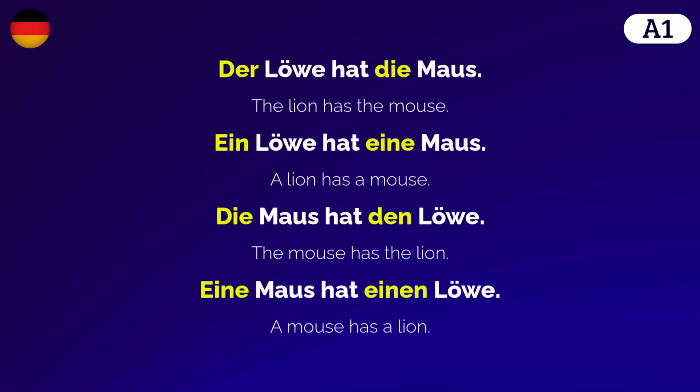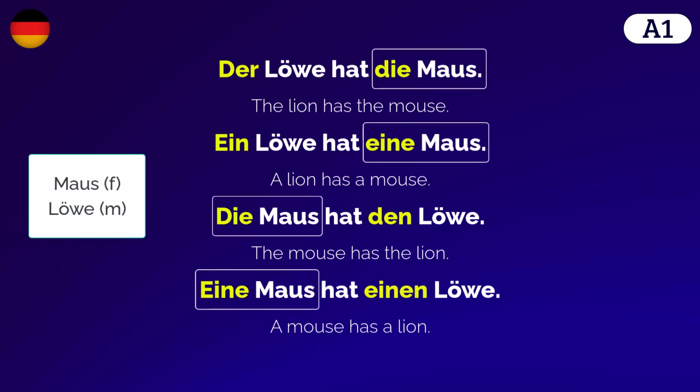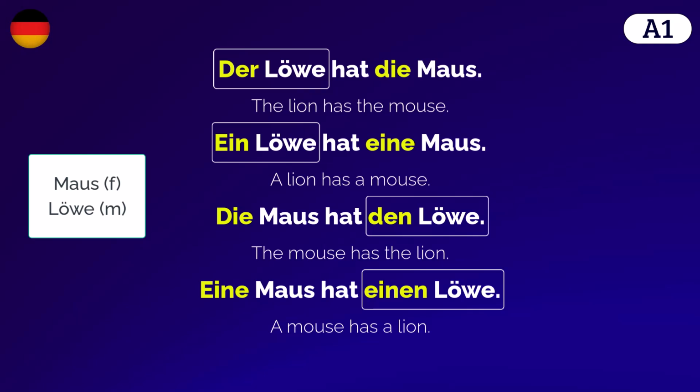Here's one more set of examples. Der Löwe hat die Maus. Ein Löwe hat eine Maus. Die Maus hat den Löwen. Eine Maus hat einen Löwen. So again, the articles for the feminine noun Maus are the same for the nominative and accusative cases. But the articles for the masculine noun Löwe change when it's used as an accusative case.